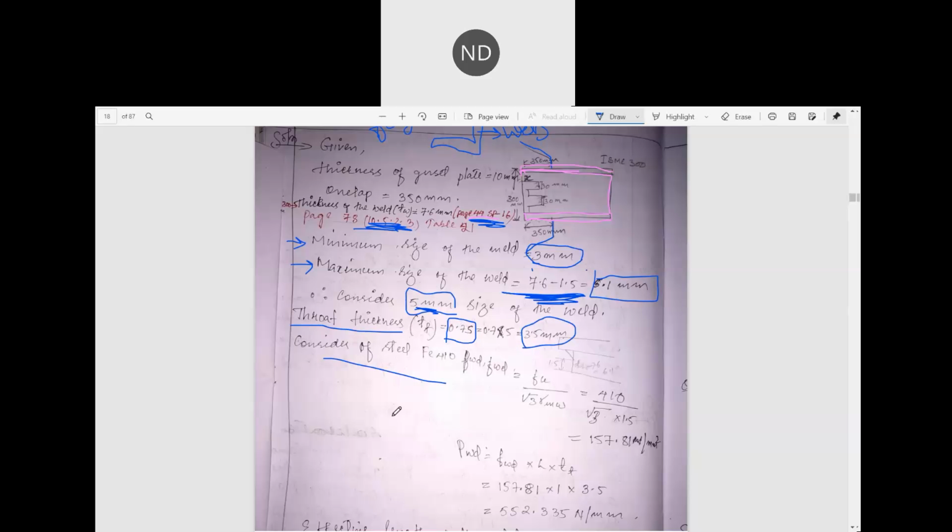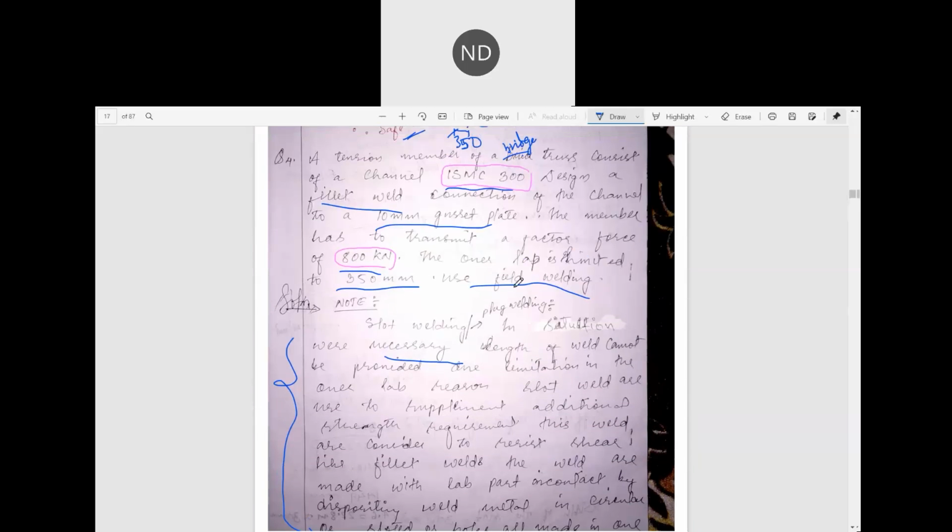Now we can find out the design stress. That is how much? Fu by root 3 gamma mw, and Fu is 410. We're considering Fu 410 grade of steel, and we have root 3 gamma mw. What does the question mention? Field welding.